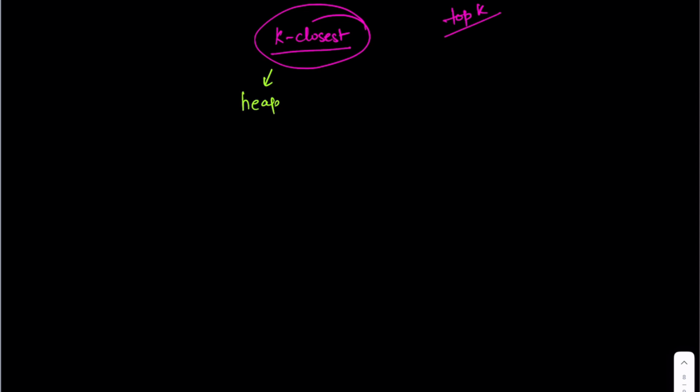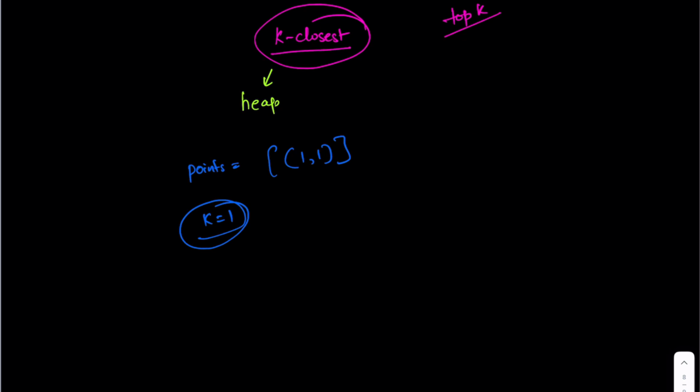Let's work through an example. Suppose we have these points, and that is 1, 1. So there is only one point in the input and the value of k is 1. So we need to find out the closest point to the origin.